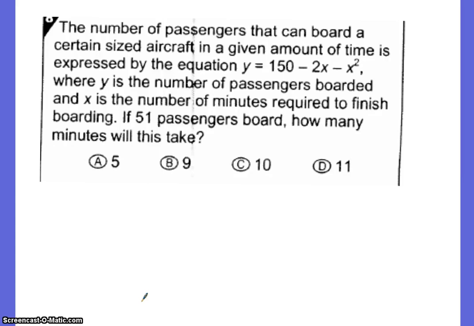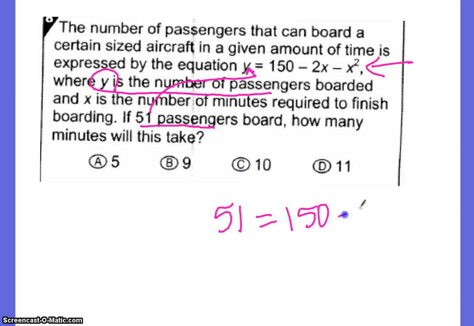Number 8, the number of, I really don't want to read it all if I can. I have an equation, and I want to know if 51 passengers board, how many minutes will it take? Well, 51 passengers. Which one is passengers? Passengers is y. So 51 is going to go in here. So it's like 51 is equal to 150 minus 2x minus x squared.